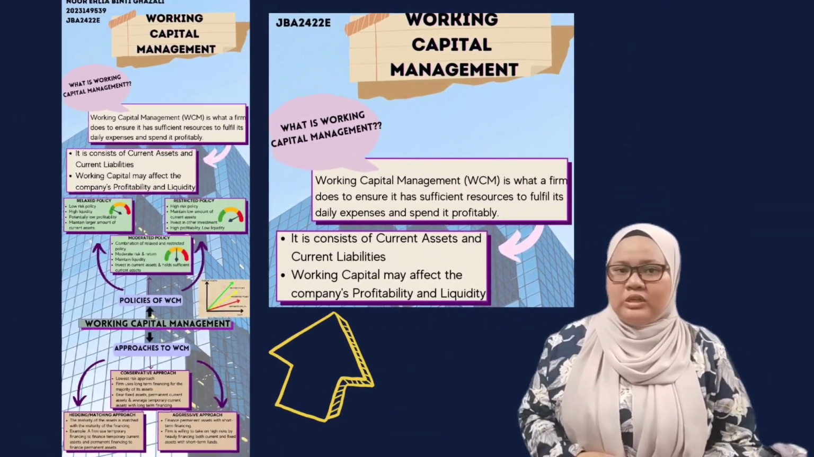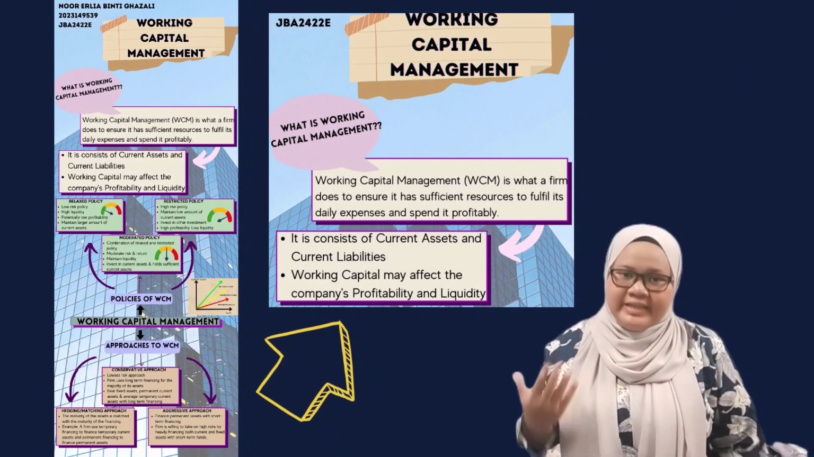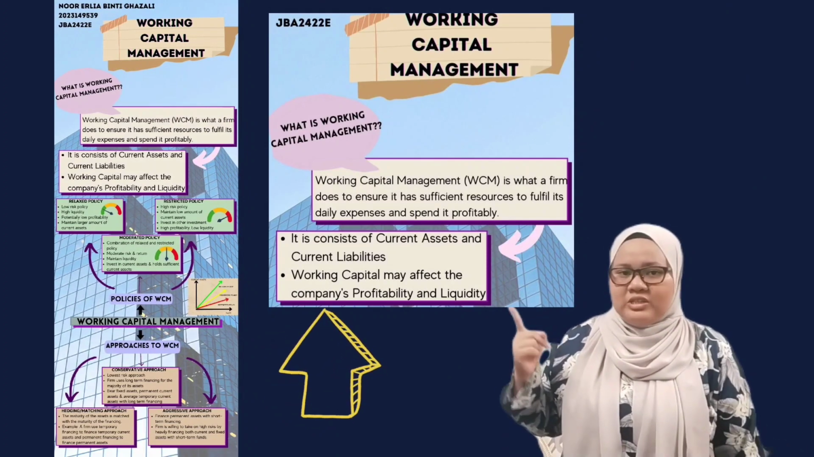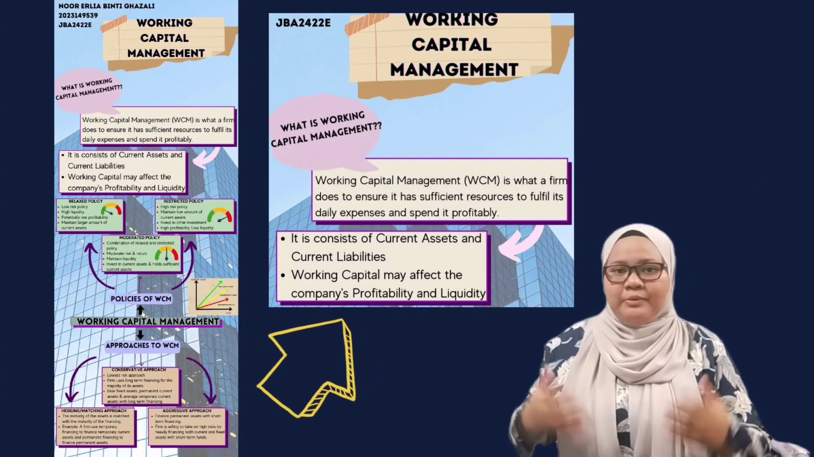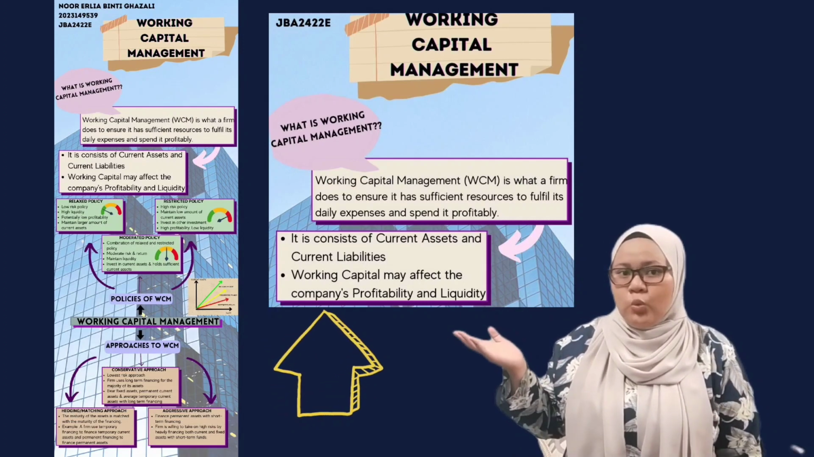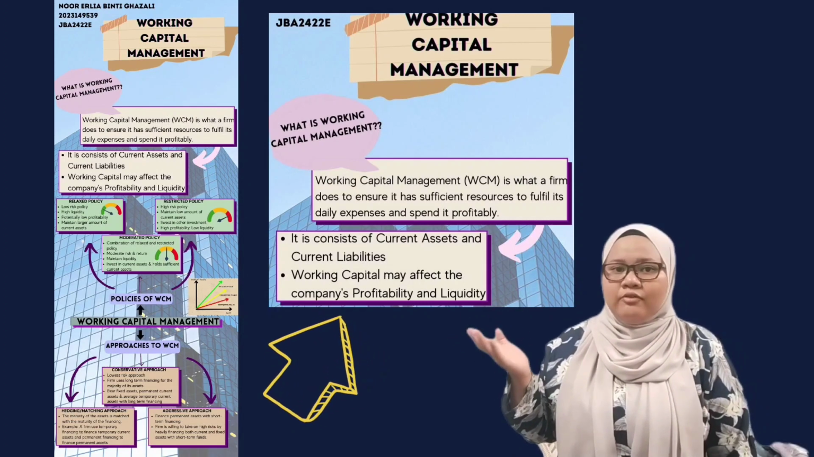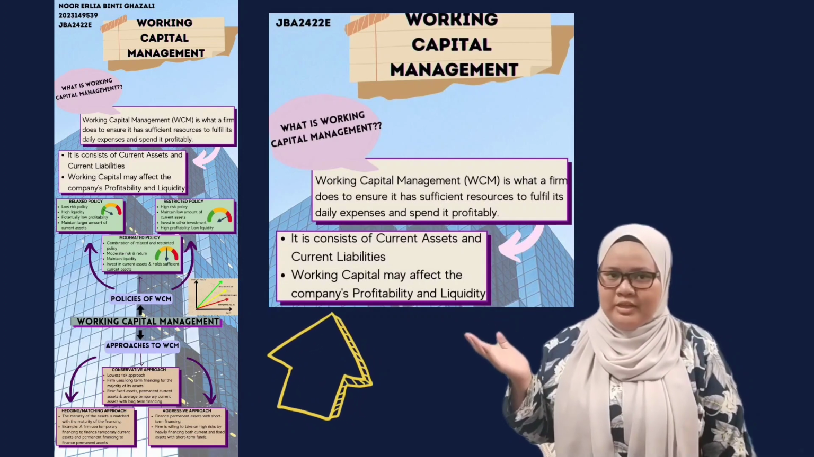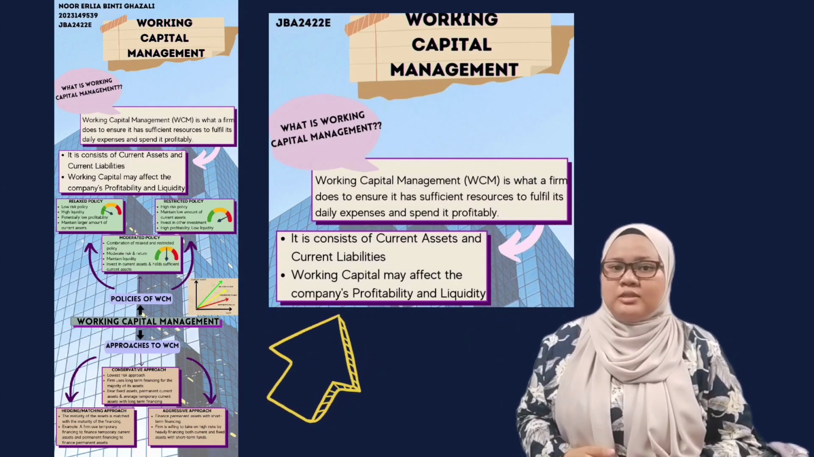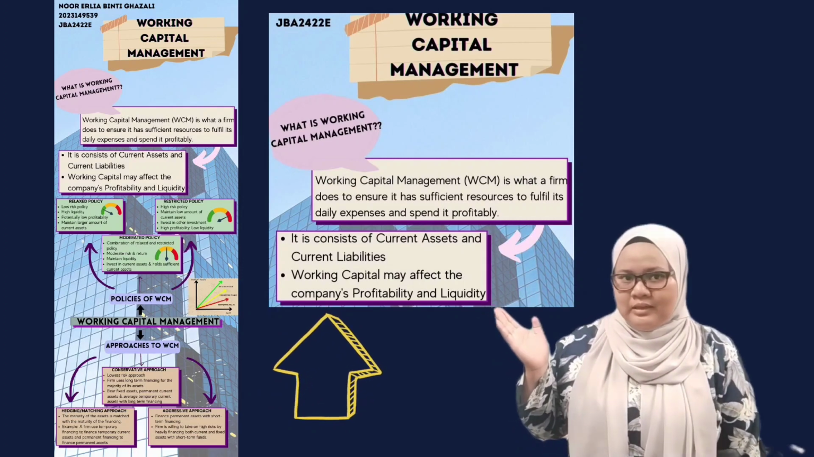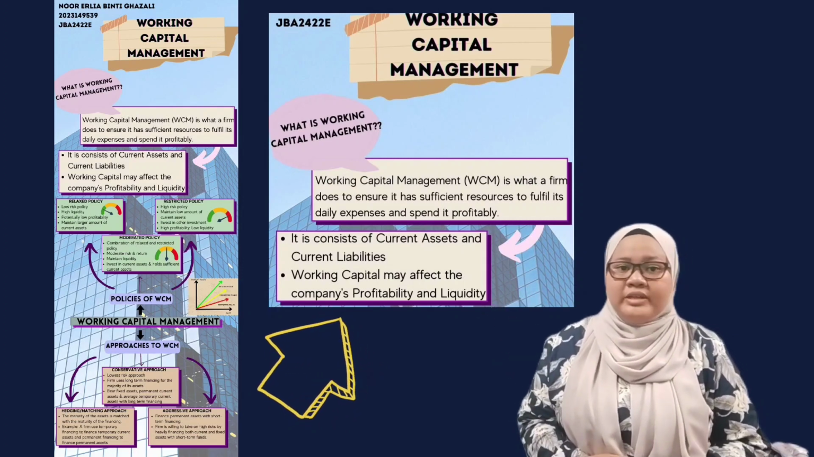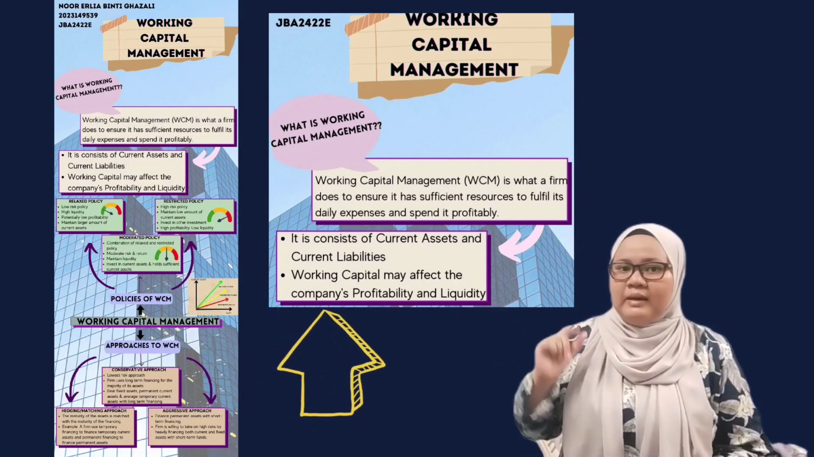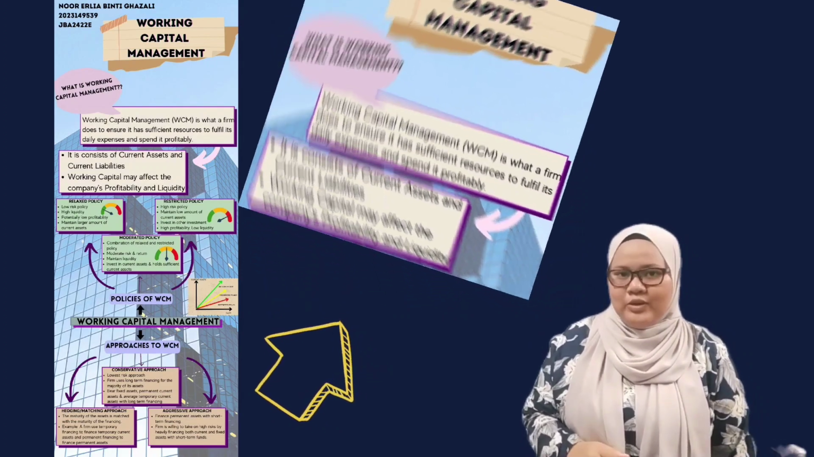Now, I'm going to talk about Chapter 7, which is Working Capital Management. First and foremost, what does it mean by Working Capital Management? It refers to what a firm does to ensure it has sufficient resources to fulfill its daily expenses and spend it profitably. It also consists of current assets and current liabilities. Other than that, working capital may also affect the company's profitability and liquidity.